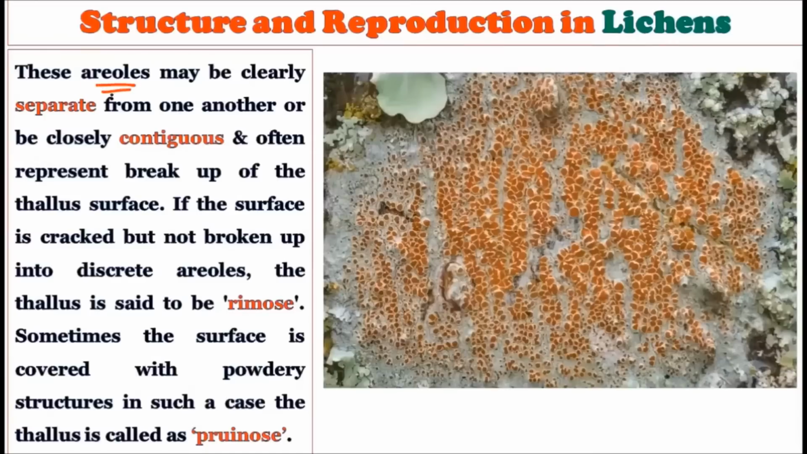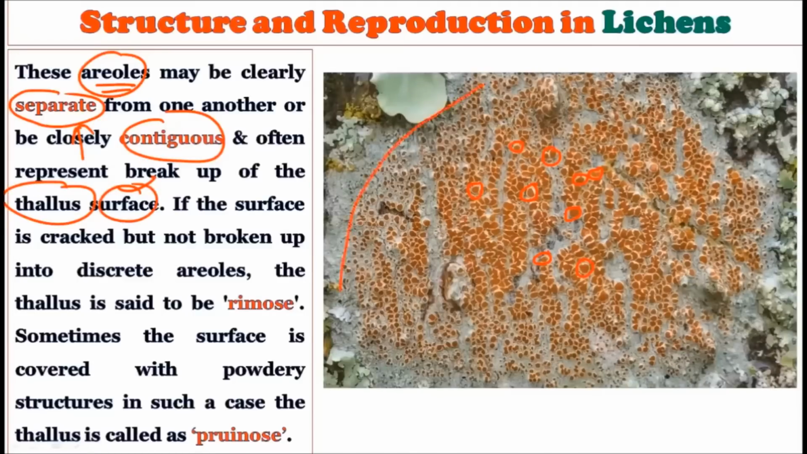Now see, these areoles may be clearly separate. Observe this picture. Below we had the prothallus, and look at how it got converted into small islands. Looking at the structure, we can say that all these islands got separated from one another. So sometimes these areoles are clearly separated from one another, as you can see in this picture, or they can be closely contiguous and often represent the breakup of the thallus surface.